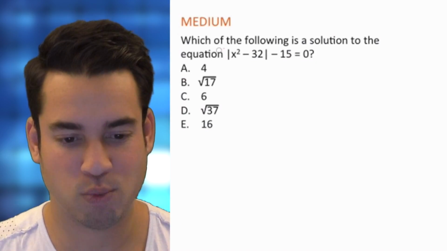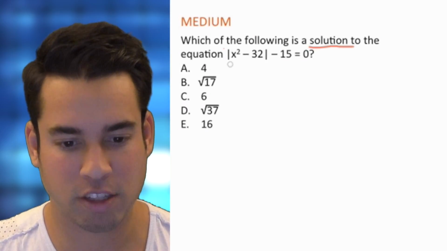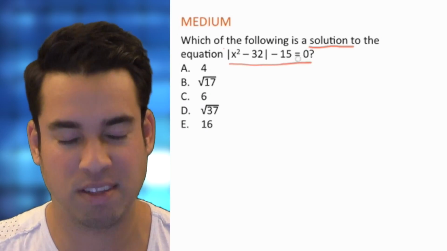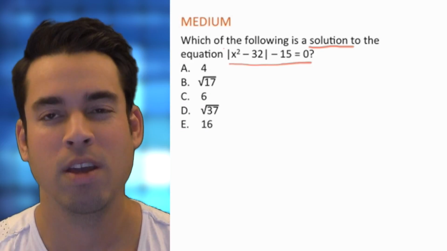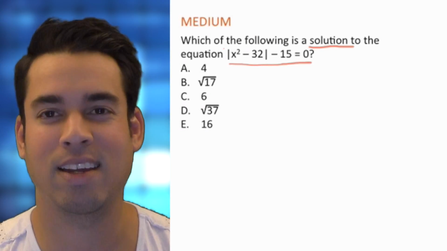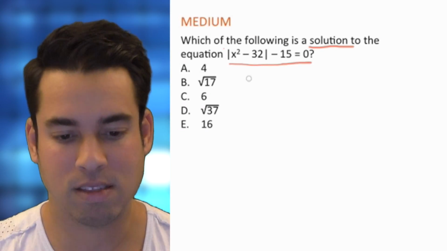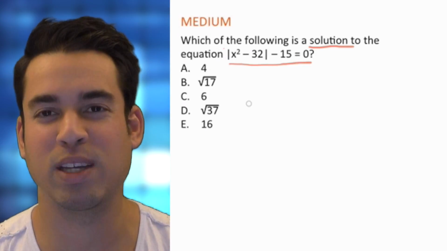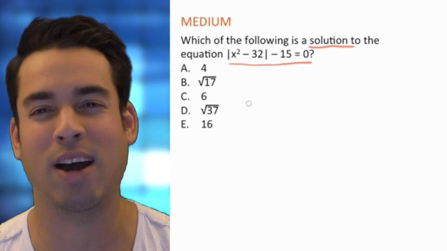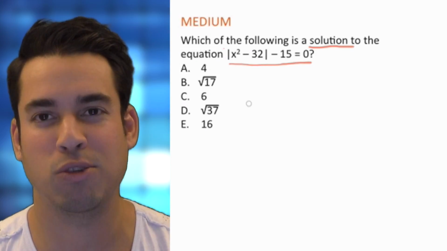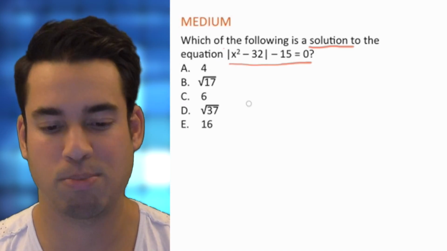Okay, so it says which of the following is a solution to the equation |x squared minus 32| minus 15 equals 0. So we have a nice quadratic equation, and we are going to solve this just like any single variable equation via isolation. So we've got to get this guy by itself. The first step with absolute value problems is, first and foremost, we've got to isolate whatever is within absolute value symbols. Then we bifurcate, then we split into two separate equations.